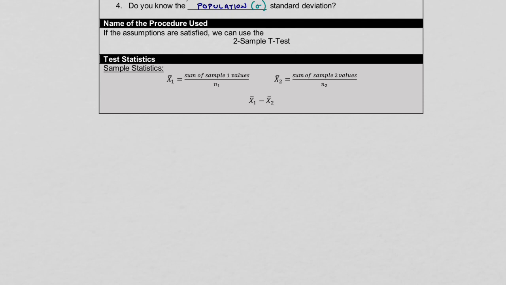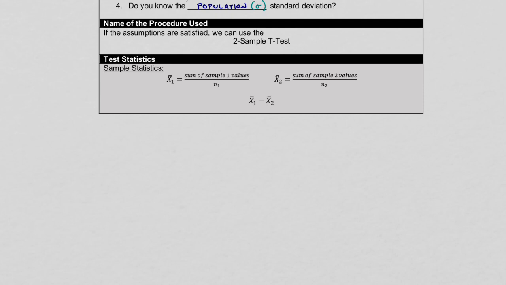This is where we're going to take all the values within the sample, sum it together or add it all up, and we're going to divide it by the total sample size. In other words, the total number of data points that we were given. And we would do this for group 1 and for group 2.